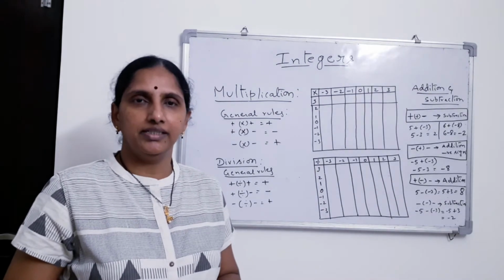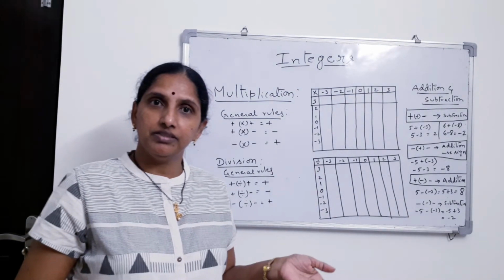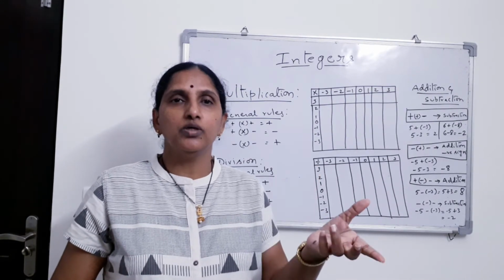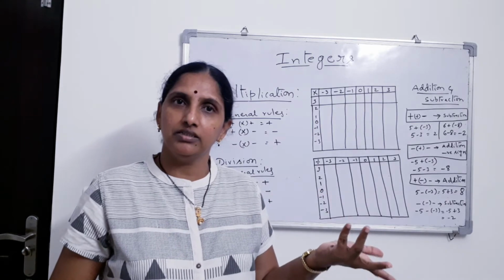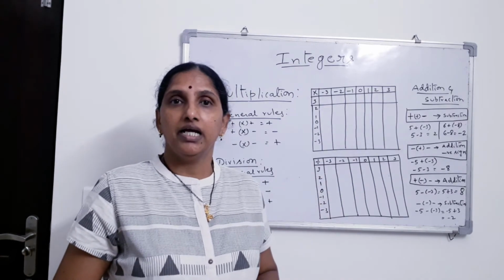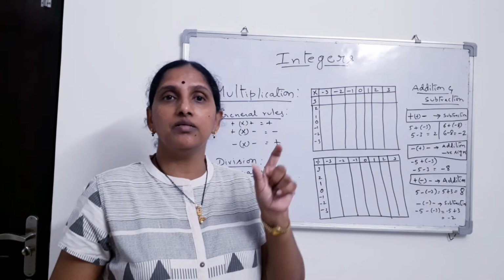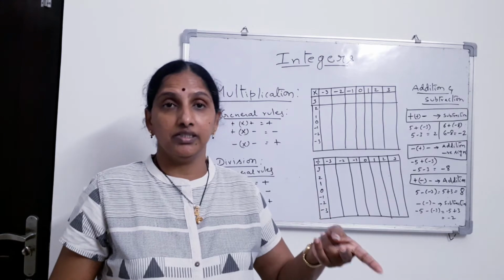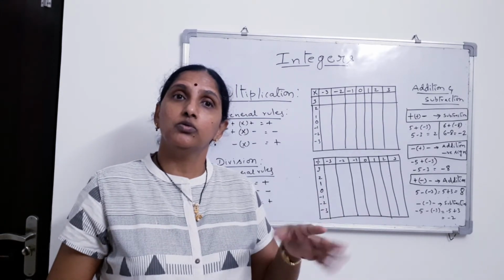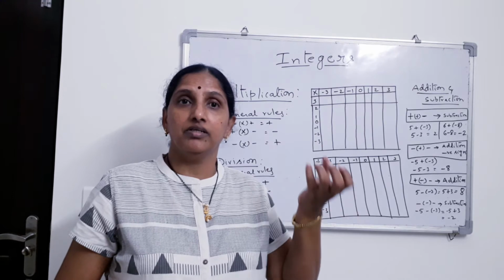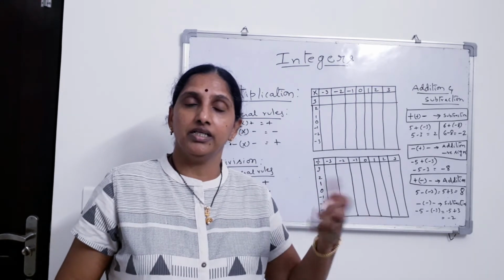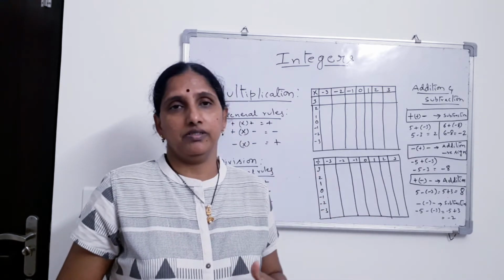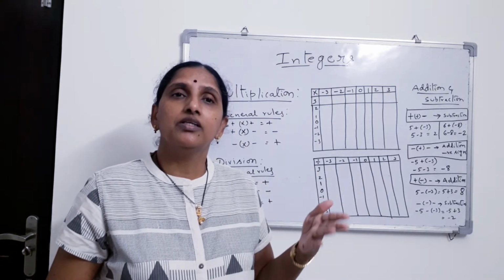Next part of integers. In the previous class we have seen how to add integers and how to subtract integers on a number line, as well as the general principles of how to add two positive integers, or one positive and one negative integer. Similarly, how to subtract a negative integer from a positive integer, a negative integer from a negative integer, and a positive integer from a positive integer, right? So we have seen all that.